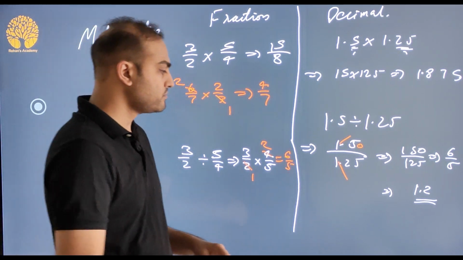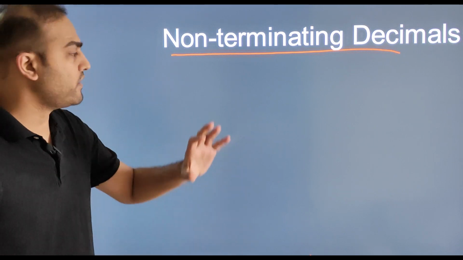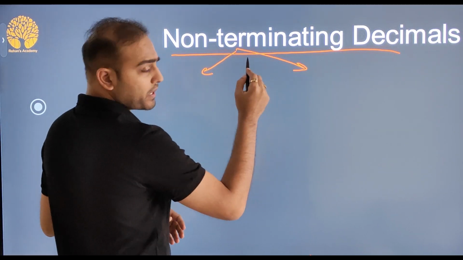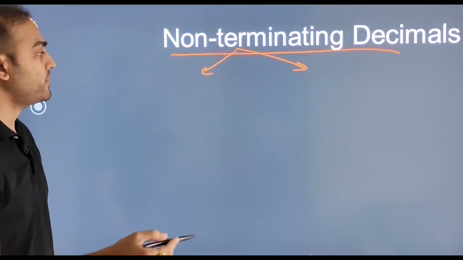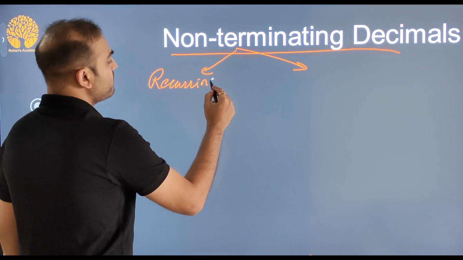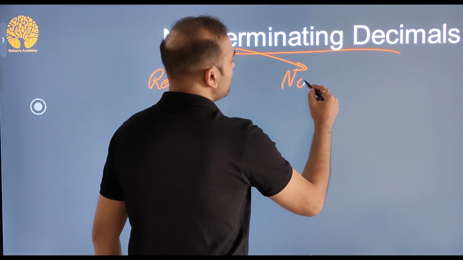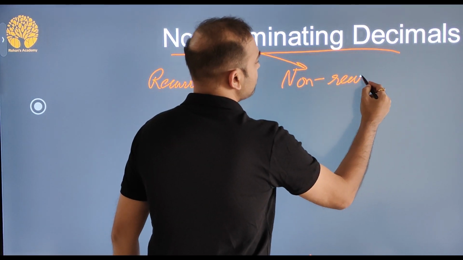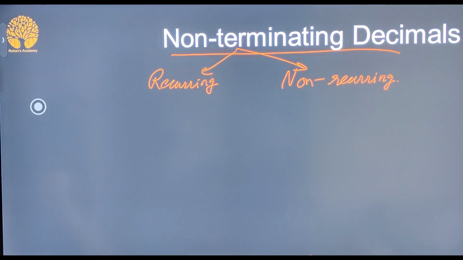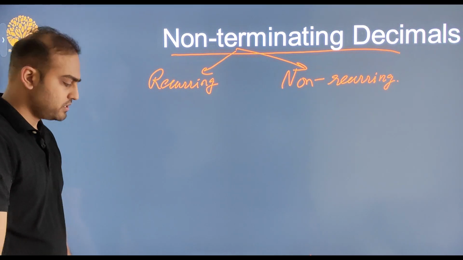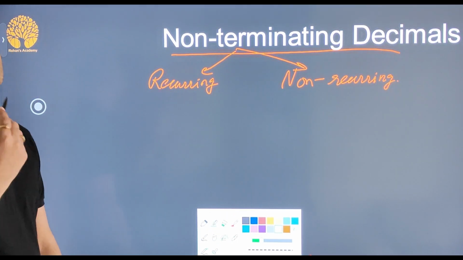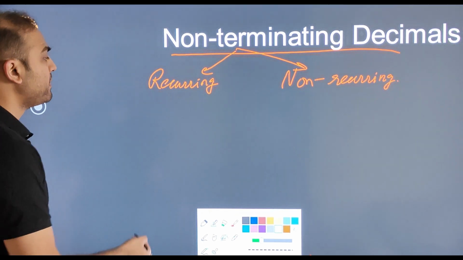Moving to non-terminating decimals. As we saw before, these are further classified into two parts. One is recurring, the other non-recurring. Recurring and non-recurring decimals. What are recurring decimals? Decimals whose values recur, repeat again and again.